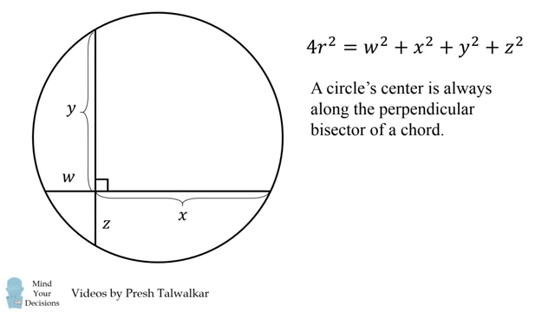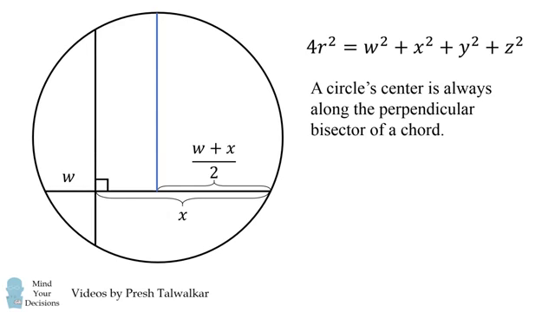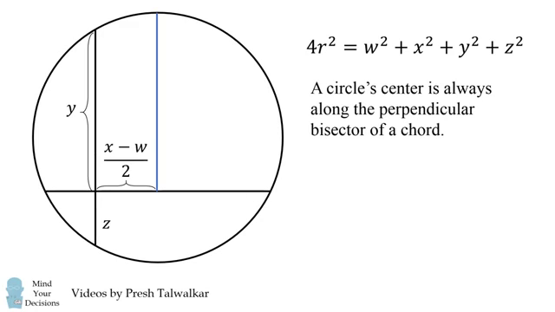The key principle is that a circle's center is always along the perpendicular bisector of a chord. So let's start out with the horizontal chord and draw its perpendicular bisector. Let's label some of these lengths. Now half of the chord will be W plus X all over 2. The remaining segment will be X minus this, and that works out to be the quantity X minus W all over 2. Now let's draw the perpendicular bisector of this vertical chord.